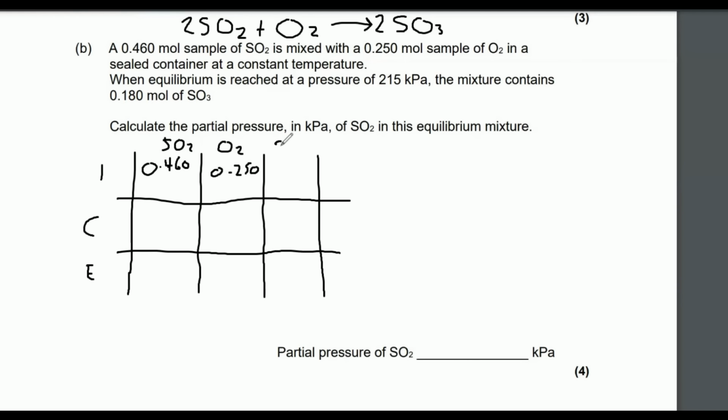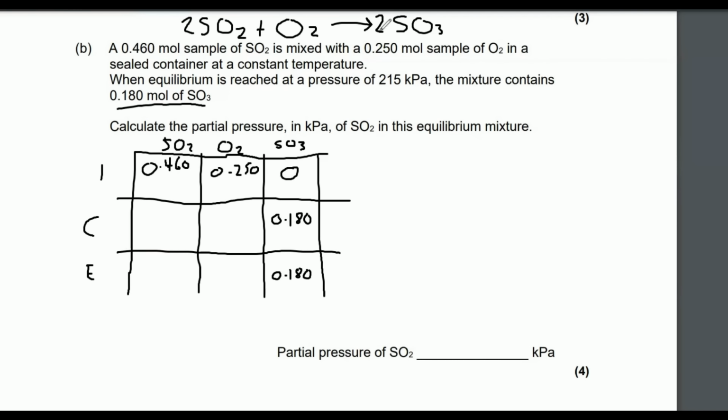And then there's going to be 0 moles of sulfur trioxide initially because the reaction has just started. You put your reactants together, you can't have any product, so 0 for that. Now we want to work out the change. It says at equilibrium we had 0.180 moles of sulfur trioxide. So we're going to write that down, 0.180, and that means it changed. That's what the C in the ICE stands for, by 0.180.